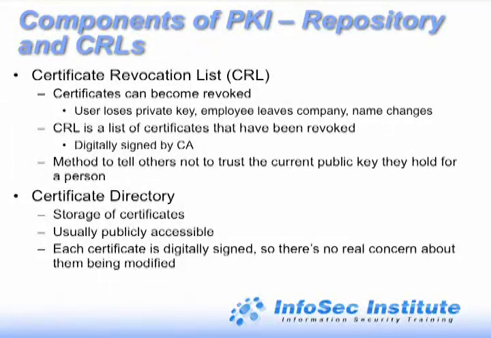Certificate revocation list, CRL. Certificates can become revoked, and an instance where that happens is when they've been stolen. The person knows it's been compromised, and it's then pushed onto the CRL. There's also a certificate directory. It's the storage, or potentially even a keyring or keychain.